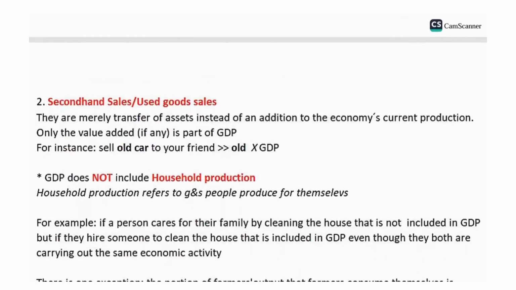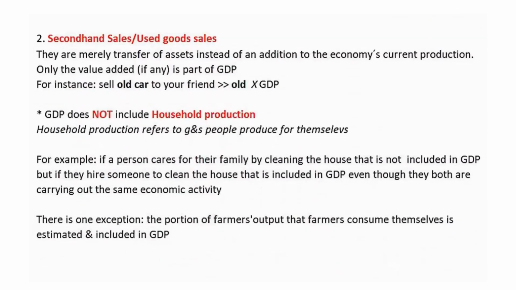The other type of non-production transaction that is not included in GDP is second-hand sales or used goods sales, because they merely transfer assets instead of adding to the economy's current production. Only if there is any value added, then that value added is counted.